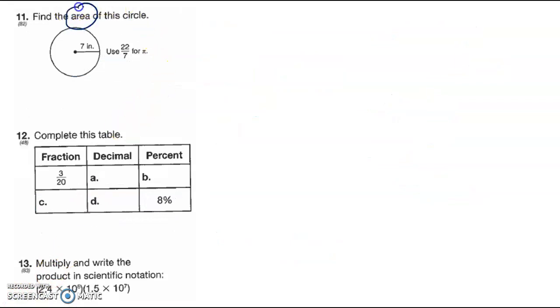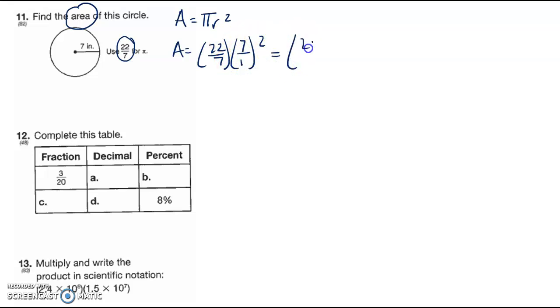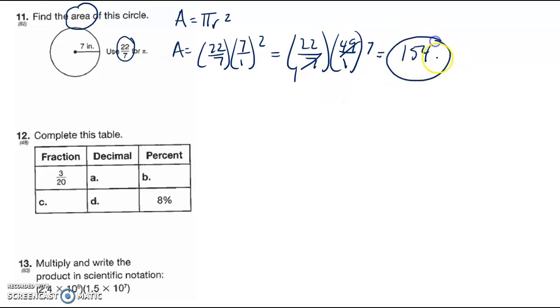Okay, area of the circle. This was also one of the most missed, and I think it's because you guys will not write down the formula. So if I have to use 22 over 7 for pi, A is equal to 22 over 7 times 7 squared. 7 squared is 7 times 7, which is 49. I can cancel that, and I can make that 7. So 22 times 7 is 154. Several of you got that. Several of you didn't. This would be inches squared, but that's okay.